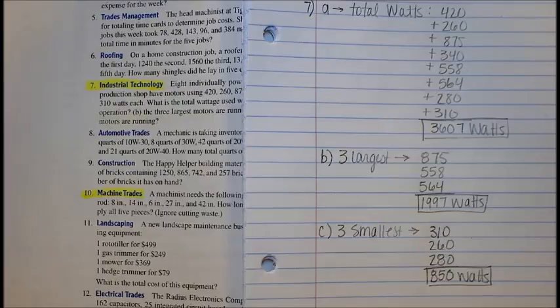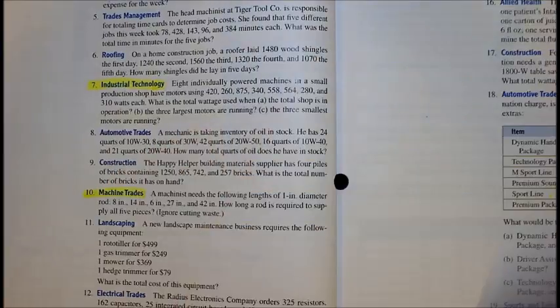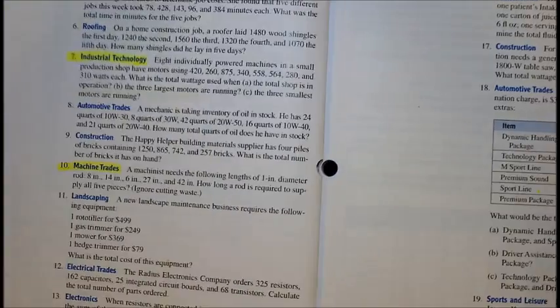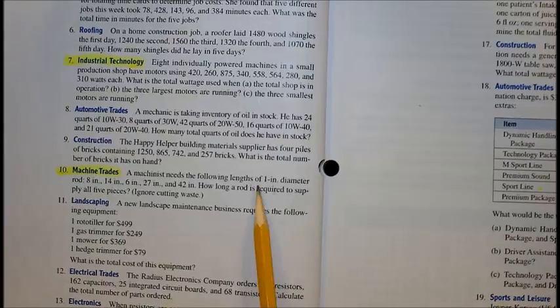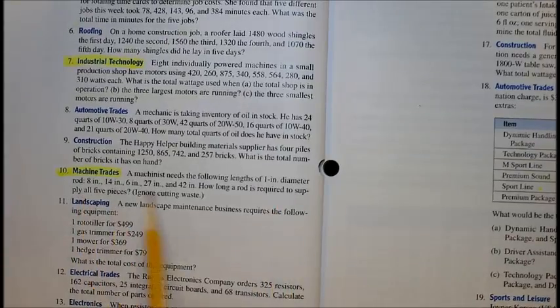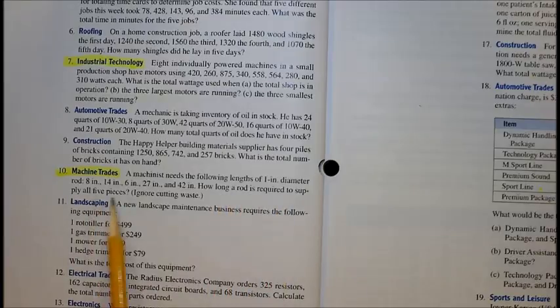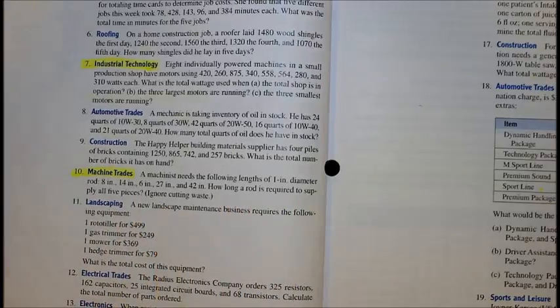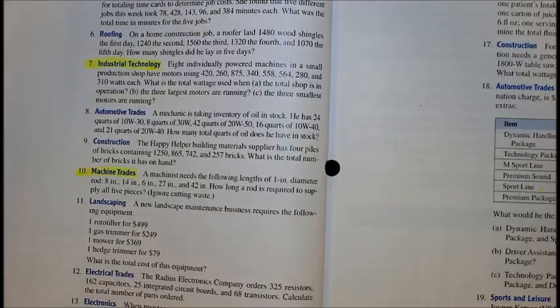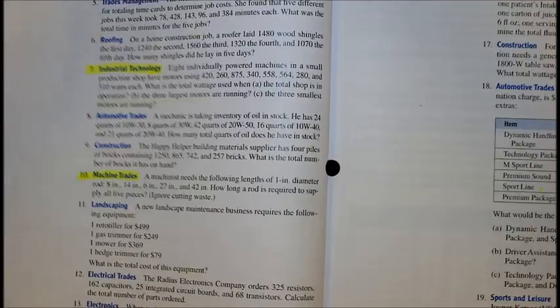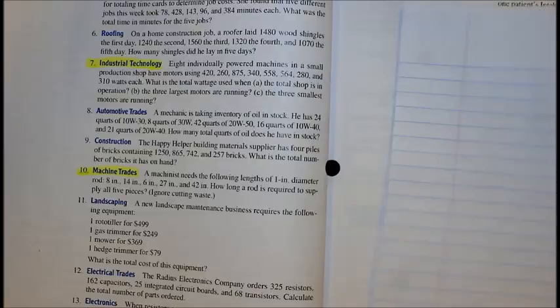All right, let's do number 10, and I'm going to make sure I triple check this one. So number 10, it says a machinist needs the following lengths of a 1-inch diameter rod, and it has them here. How long a rod is required to supply all 5 pieces, and ignore any cutting waste that they might have here, or that you might normally include. So go ahead and do number 10. It's obviously adding up those numbers.